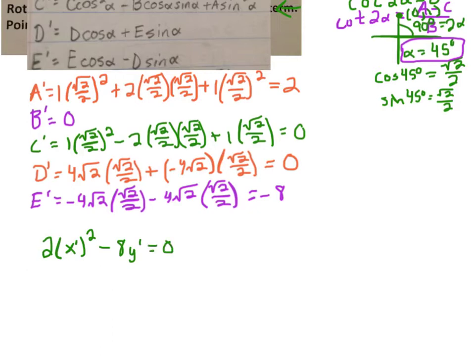Let's say that might not be an answer choice. Maybe the answer choice they have, for whatever reason, they solved for y prime. And so to do that, you would add 8y prime over to the other side and divide by 8. So y prime equals x prime squared over 4. I think that's what the answer choice is going to look like on the test, but just be prepared to have to kind of move stuff around like that.